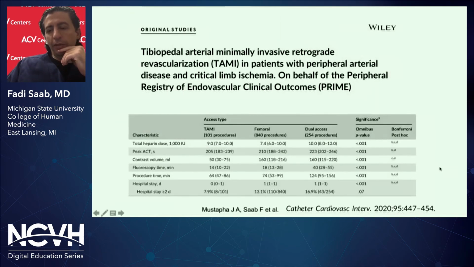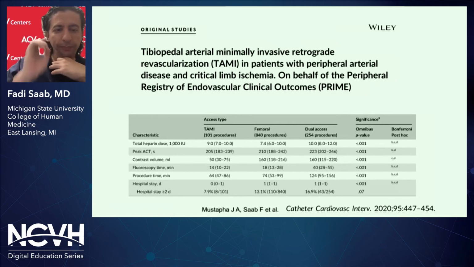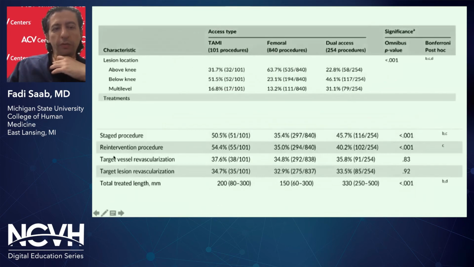We published this year in the CCI journal our findings from the PRIME registry for the TAMI patients. We included about 101 TAMI procedures, compared to dual access antegrade and retrograde and traditional femoral access. And we looked at some of the variables within the trial.